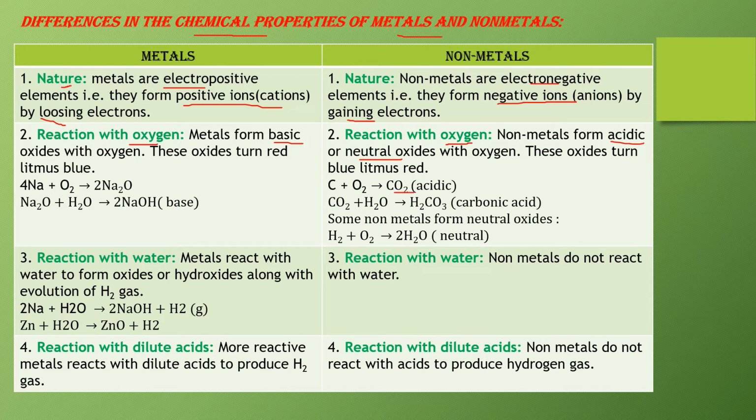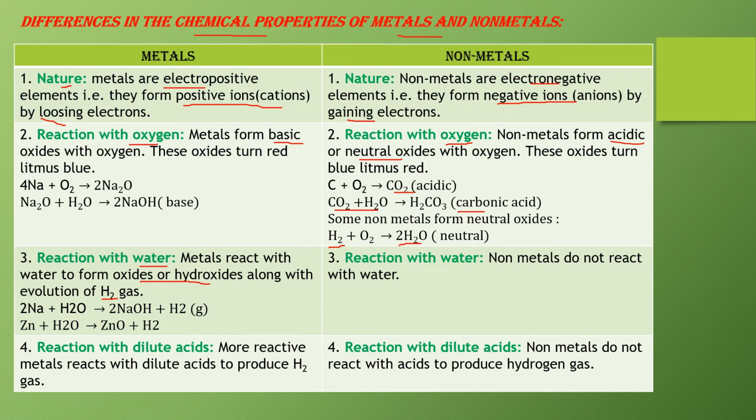How you will prove that it is acidic in nature? You just dissolve this in water and you get the acid, and this acid turns blue litmus red, which proves the acidic nature. Now some nonmetals form neutral oxide like hydrogen. Hydrogen when reacts with oxygen, it forms water, which is a neutral oxide. Now the third is reaction with water. Metal reacts with water to form oxides or hydroxide along with the evolution of hydrogen gas. Reactions we already studied. Now reactions of nonmetals with water, they do not react at all with water.